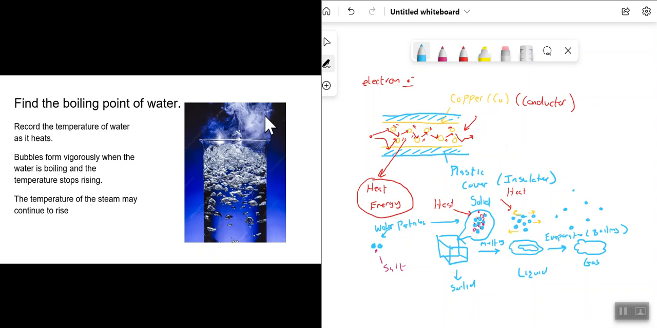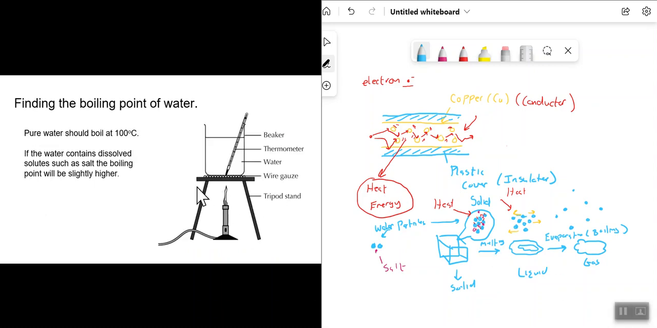The temperature of the steam may continue to rise. So if you were to measure the temperature of the steam up here, it will continue to rise, but in the bulk of the material the temperature levels off for a period of time, and then it starts to rise again. So this would be the way you set it up: you'd have your tripod, your Bunsen burner, your wire gauze, water, thermometer, and your beaker.